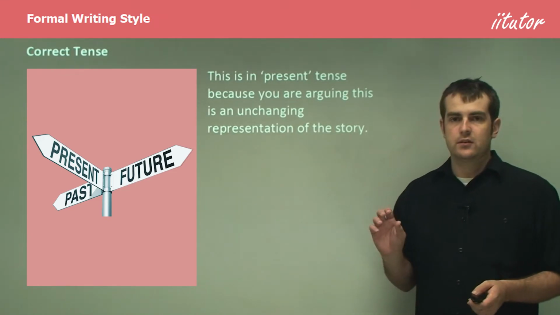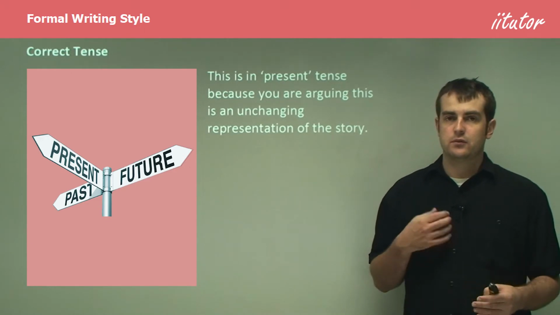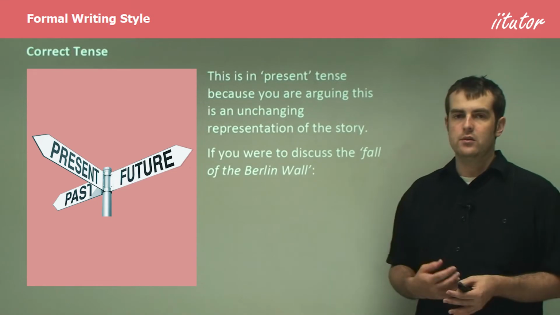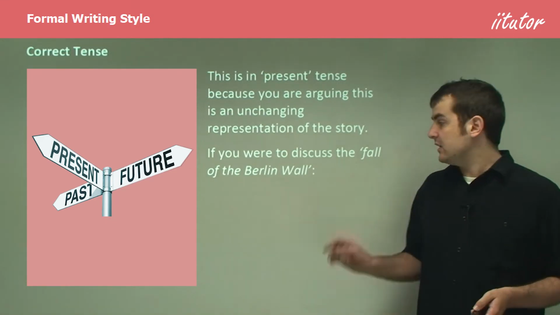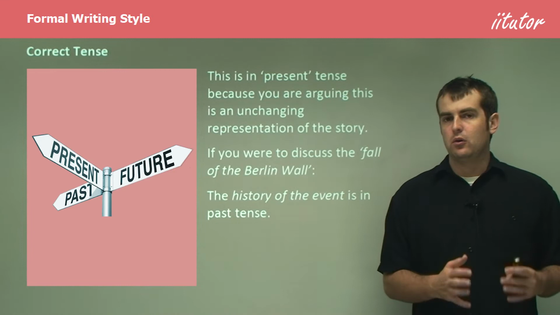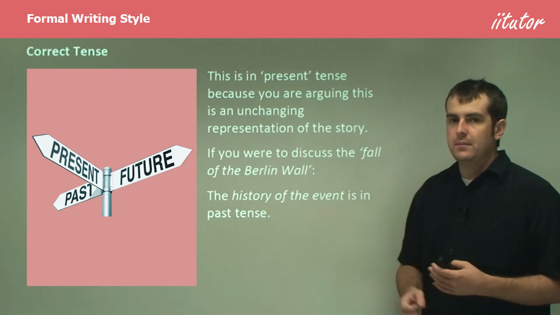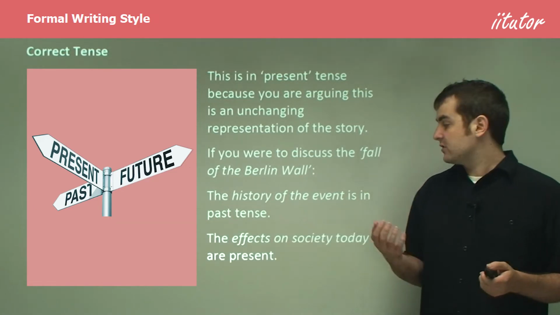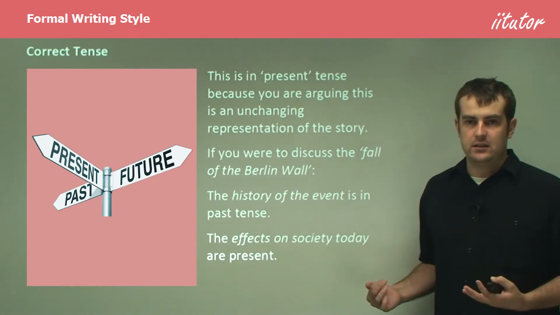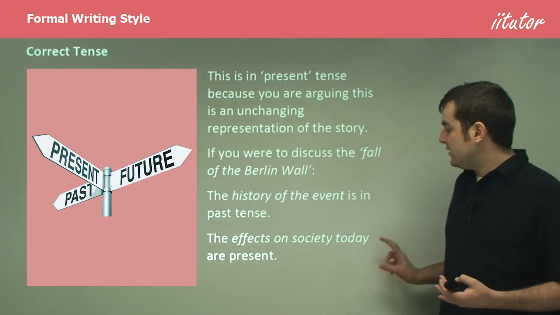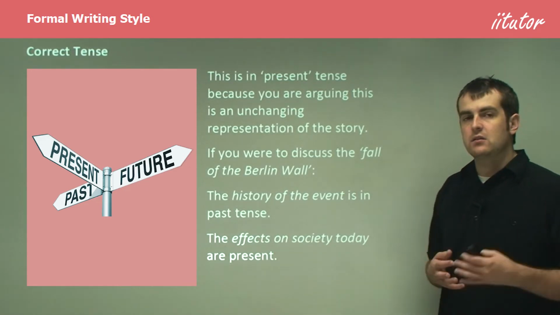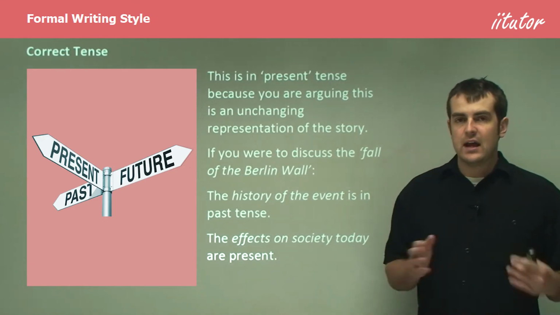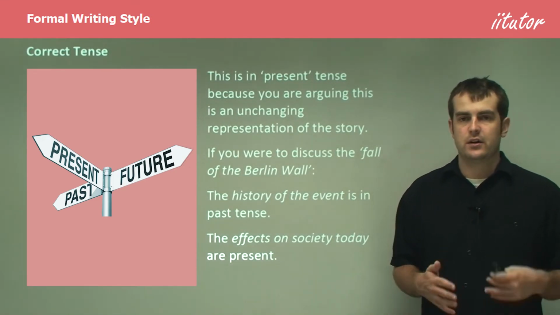Now, let's have a look at another example, and go through a difference between something that's referring to the past and present at the same time. So if I was to discuss the fall of the Berlin Wall in the context of a text, the history of the event, as in when the wall fell, would be written about in past tense. However, if I was to talk about the effects on society today, that would be in present tense. The reason for that is that the effects on society today are ongoing and are true at the time of writing, whereas the history of the event has happened in the past, so you'll be referring to it in its correct tense as well.